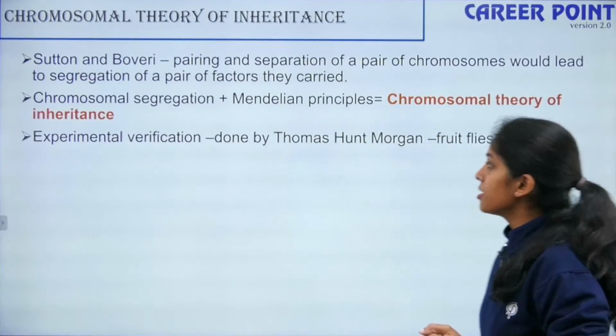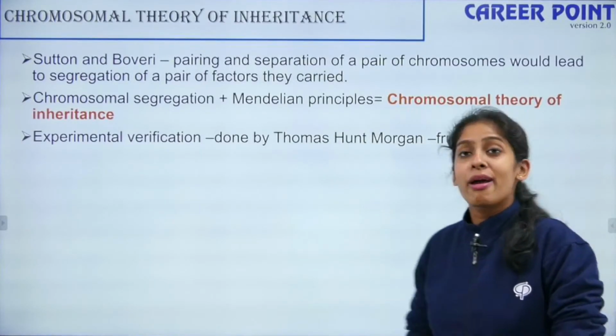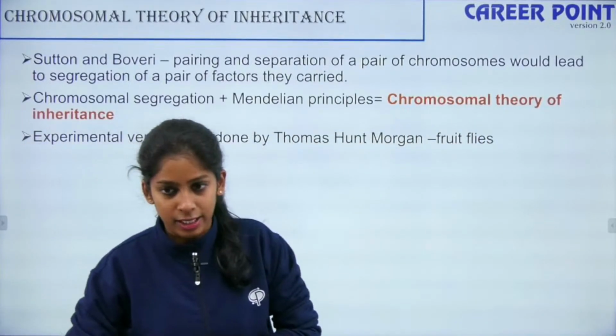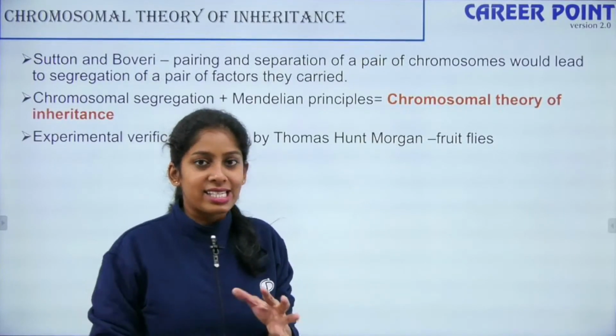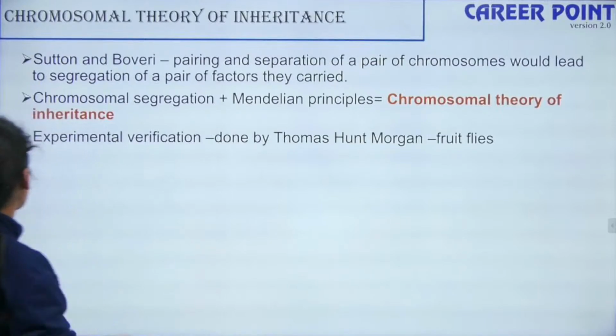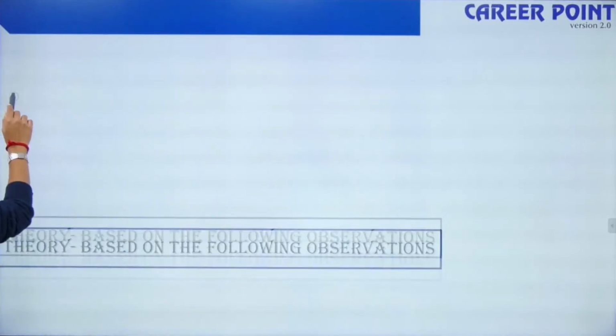So here experimental verification was done by Thomas Hunt Morgan, and he did this experiment in the fruit fly. The fruit fly is called Drosophila melanogaster. The fruit fly is again very easy to cultivate, very easy to study. It's a very good model. So this is how your chromosomal theory of inheritance came into picture. So now let's move forward.